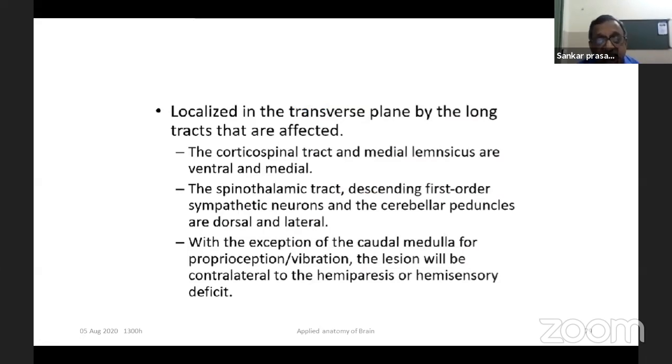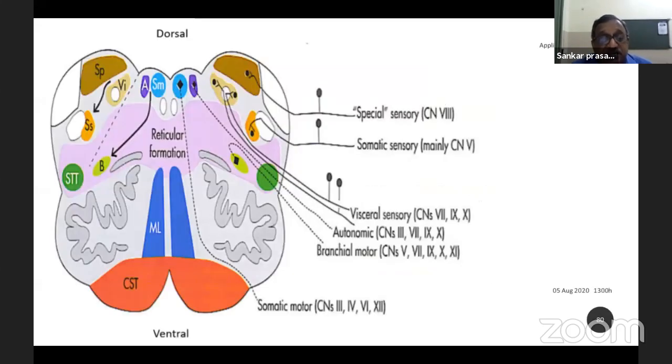If you look at the brainstem morphology, the corticospinal tract is ventrally placed and slightly medially placed. The spinothalamic tract, descending first order sympathetic neurons, and the cerebellar peduncles are dorsal and laterally placed. With the exception of the caudal medulla for proprioception and vibration, the lesion will be contralateral to the hemiparesis or hemisensory deficit. Look at this. This is the dorsal and this is the ventral; corticospinal tract and medial lemniscus. This is the spinothalamic tract, and these are the reticular formation, the bottom-up system which we were discussing.